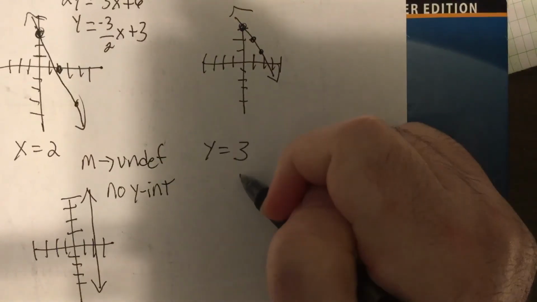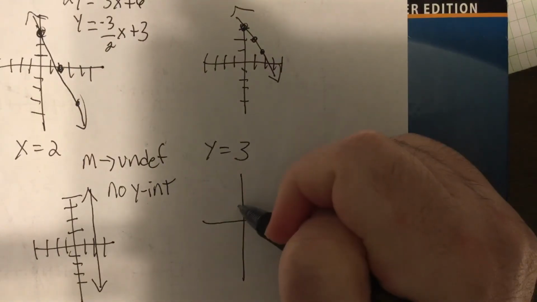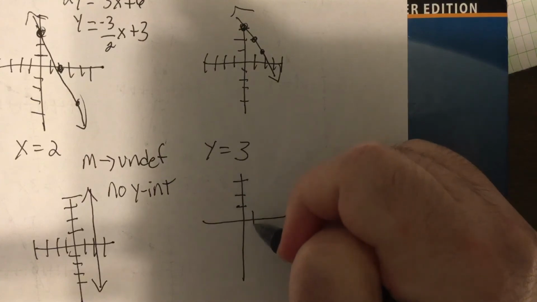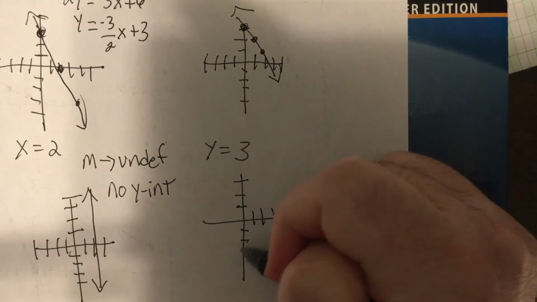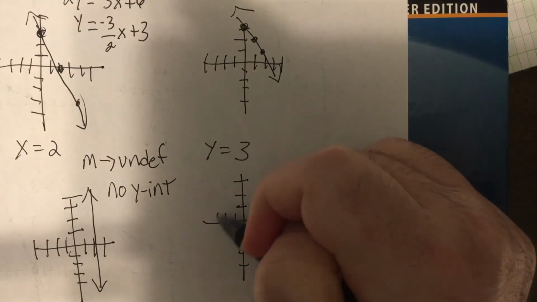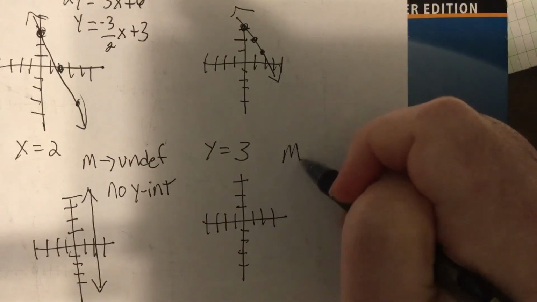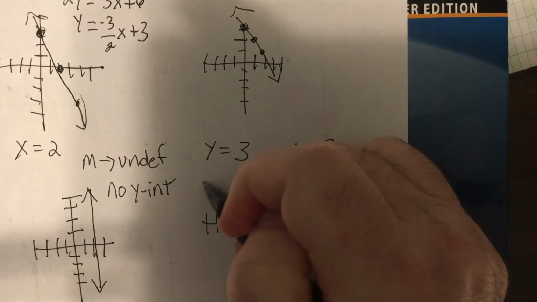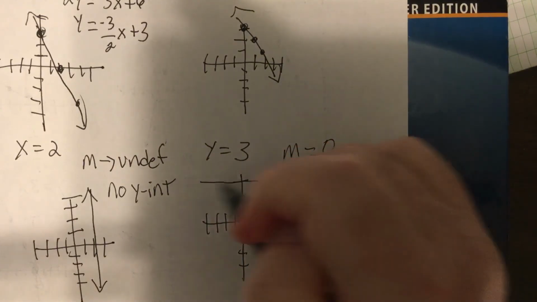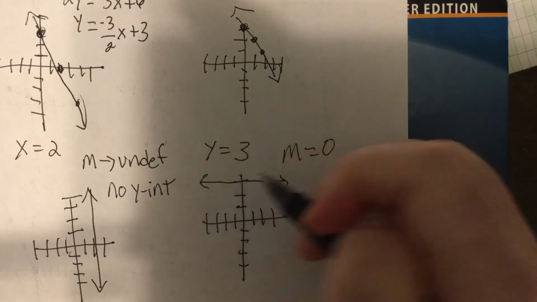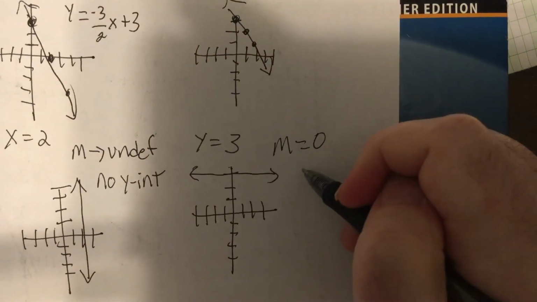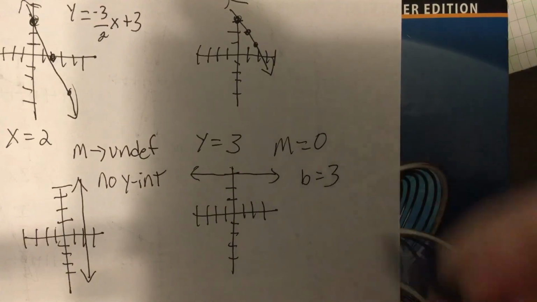Now this one, I don't have a saying for this one. You just have to remember y equals the number is horizontal and the slope is 0. And what would the y-intercept be? Well, 3. Yes, woohoo. So b is 3.